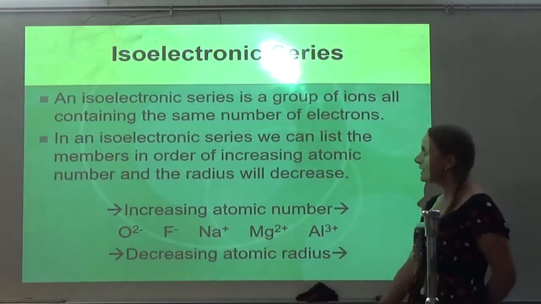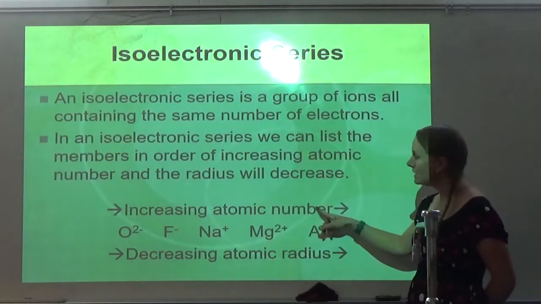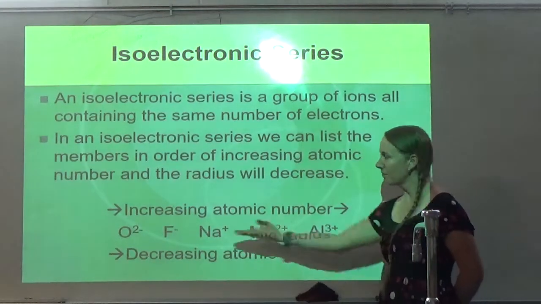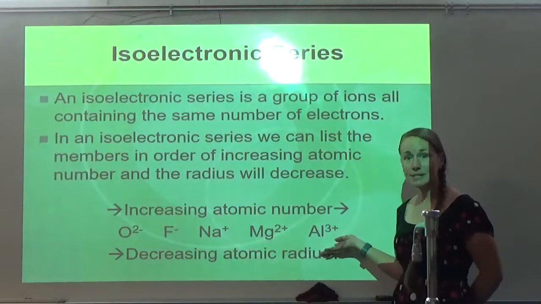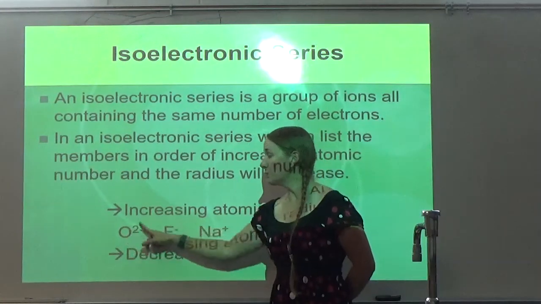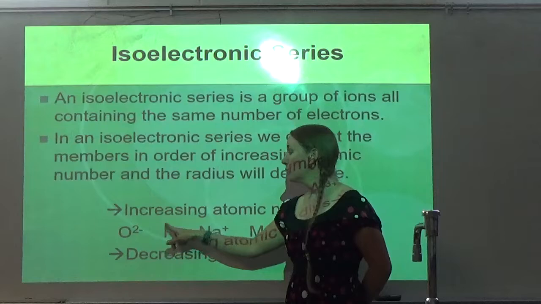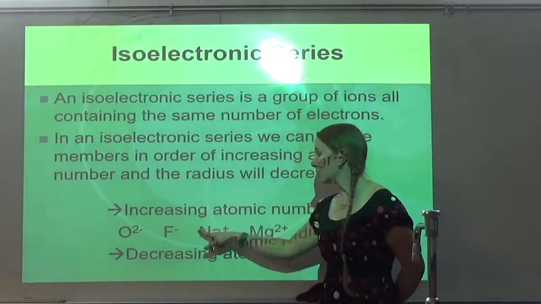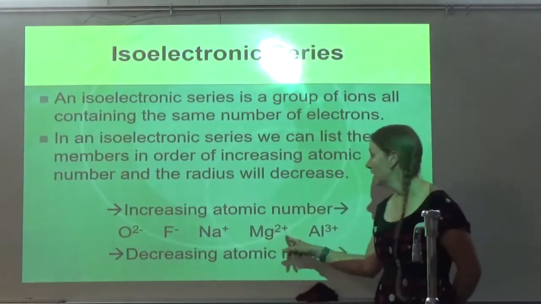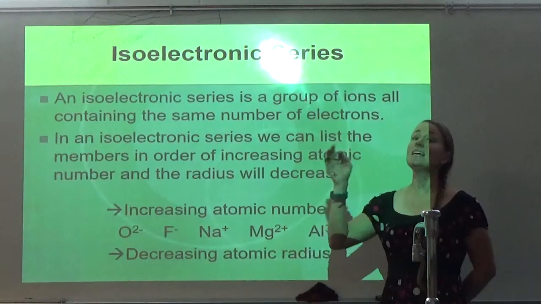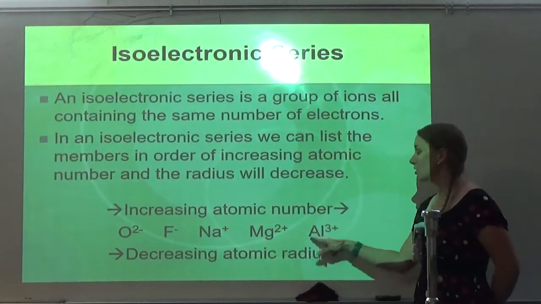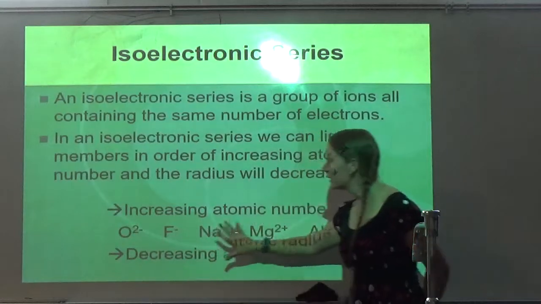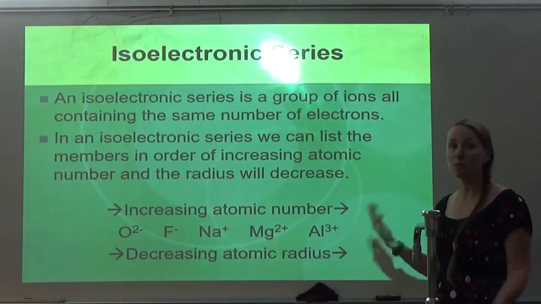Alright, so if I put them in order of increasing atomic number, so see it's 8, 9, 11, 12, 13, it's in decreasing atomic radius. Because the oxygen's getting much bigger because it's gained 2. Fluorine's only getting a little bit bigger because it's gained 1. Sodium has lost 1, so now it's getting a little bit smaller. Magnesium's lost 2, so it's getting even smaller. And aluminum's lost 3, so it's getting even smaller. So see, we go from getting bigger to getting smaller and more small as we go across.